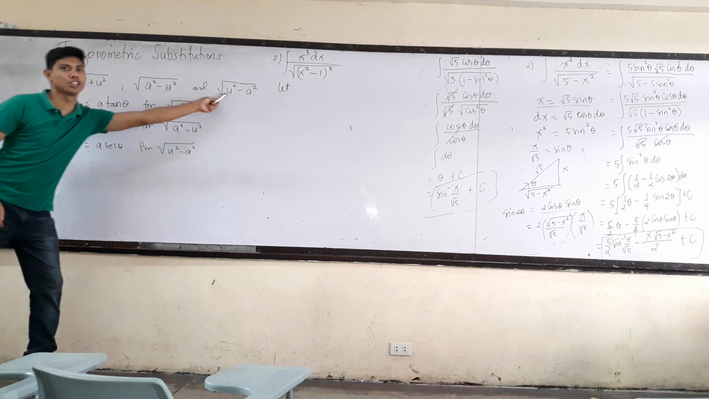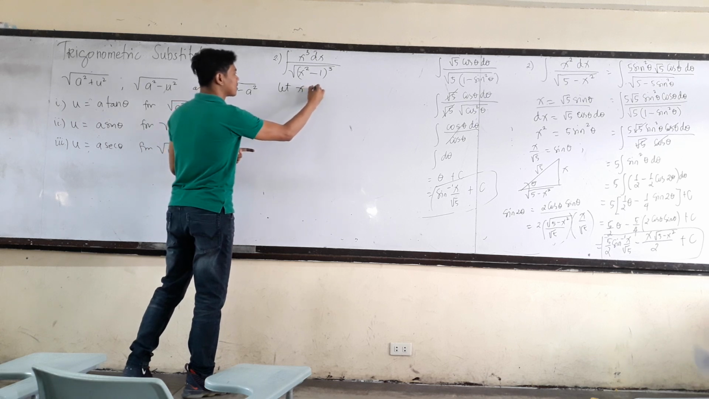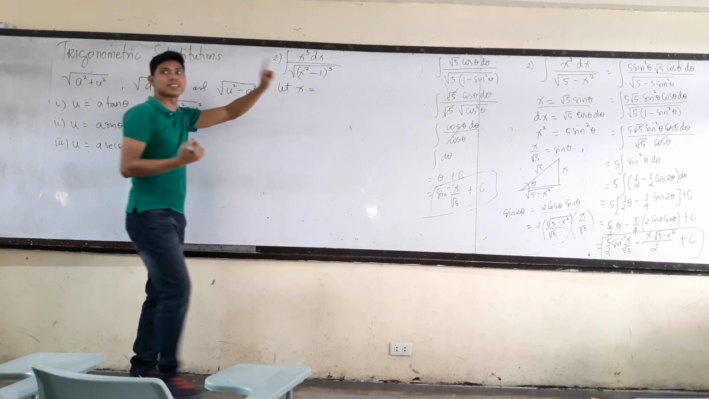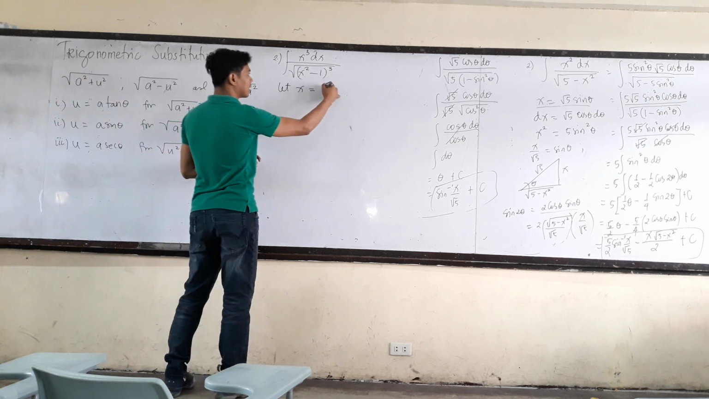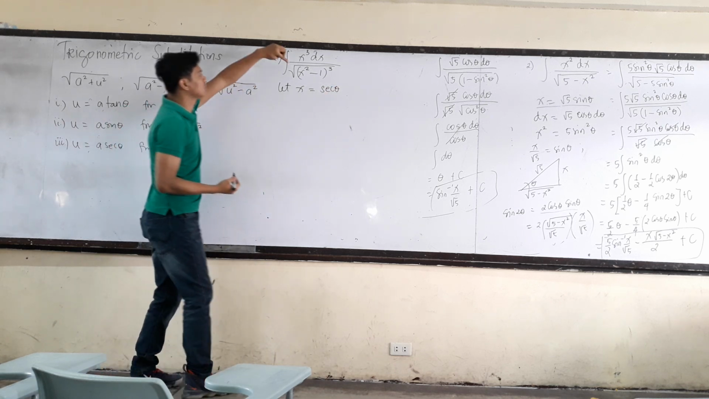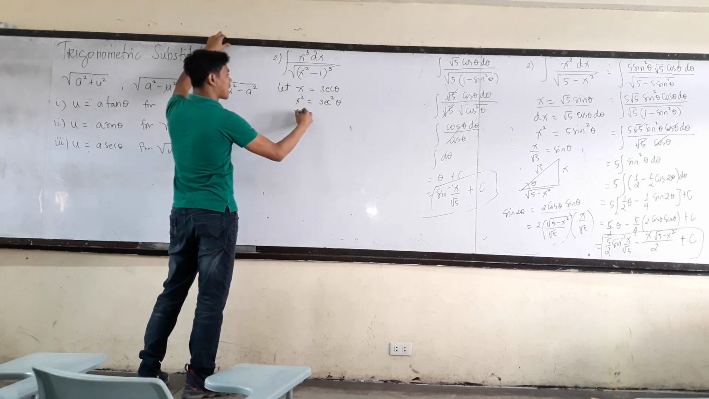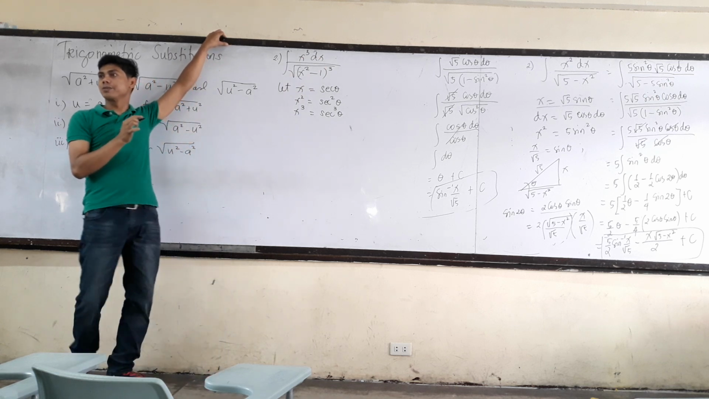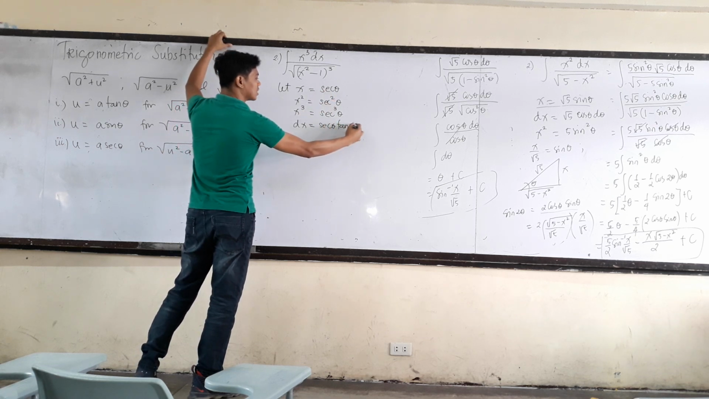So let you choose among this substitution. So what do you have? That's x squared minus 1. So you have let x equals a, which is represented by 1. Okay? Is it sine, tangent, or secant? Secant theta. And then what do you need to have? You need to have x squared equals secant squared theta. You need to have x cubed, secant cubed theta. You need to have dx. You are still with me? Okay. So you have dx equals, differentiate, secant theta, tangent theta, d theta.